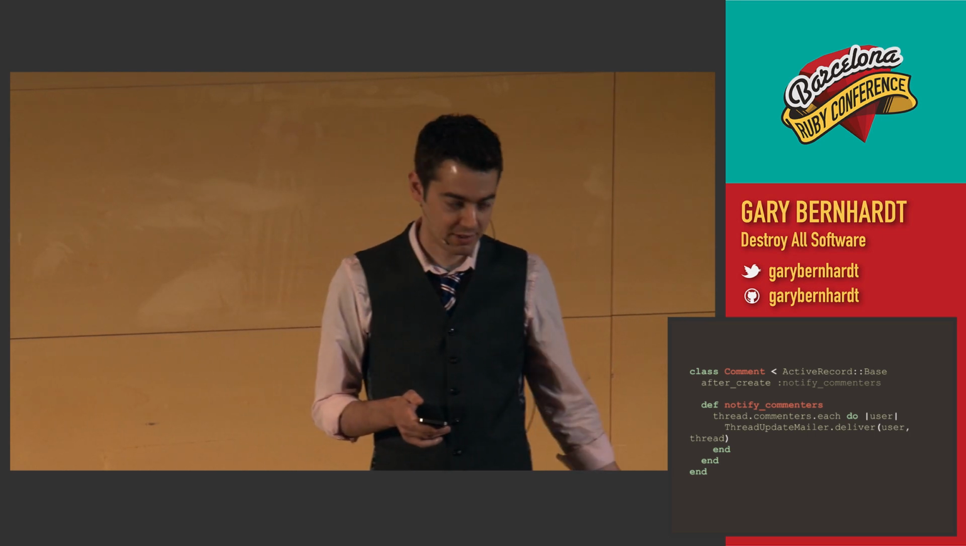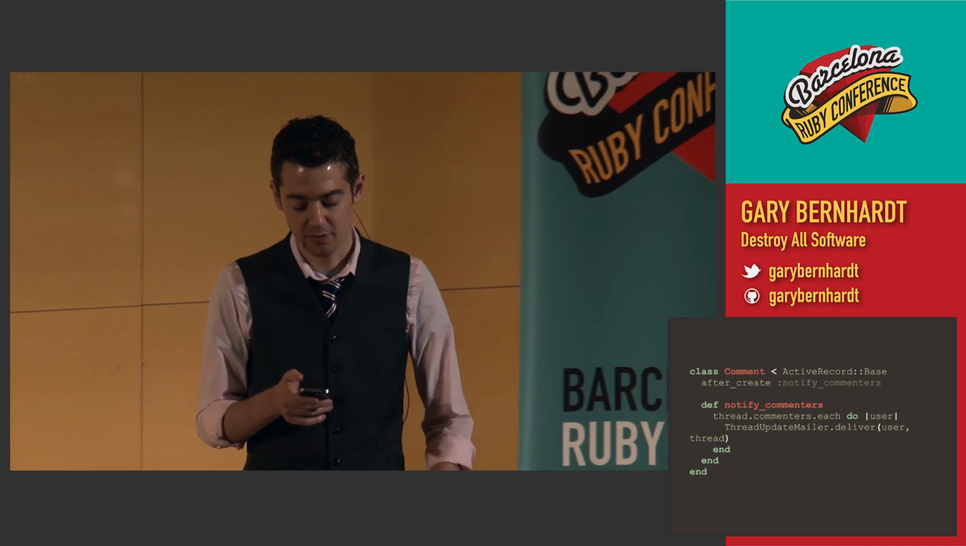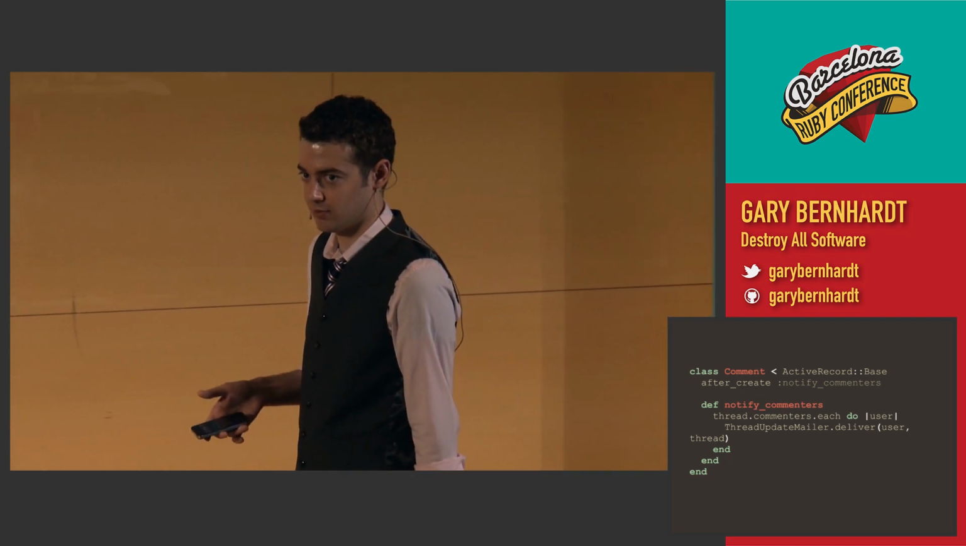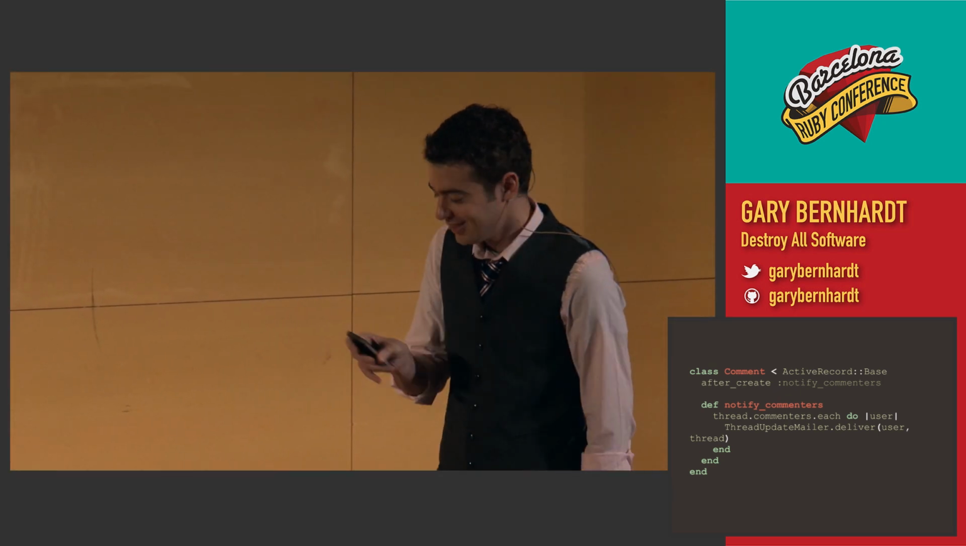I have a comment model, an ActiveRecord model. It has an after create callback that notifies all commenters. So this is the behavior that GitHub Gist has, for example. You comment on a gist, and for the rest of time, you will receive notifications, and you can't turn them off, sadly. You guys should fix that.